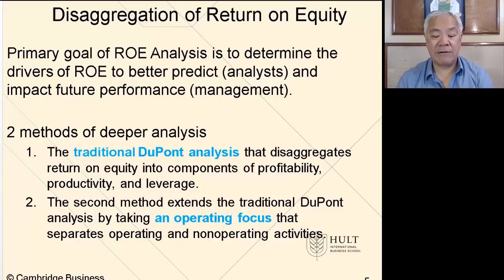So now we're going to start disaggregating. Here we look at the two general methods as mentioned right in the beginning of this session, where we want to know more about where a company makes its money. And the two ways we can go deeper is a traditional way where we'll go DuPont and related types of ratios, or we'll look at an operating focus. And this is the premise of the chapter, to show us two ways, a simpler way and a more complex but more insightful way.